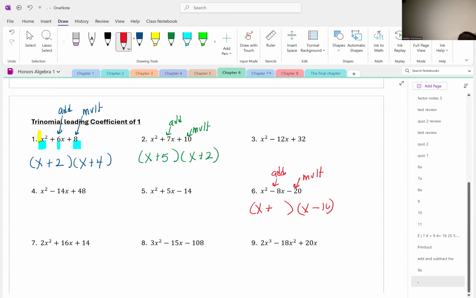So if I make the 10 negative and the 2 positive, when I add negative 10 plus positive 2, that equals negative 8. And when I do negative 10 times positive 2, that gives me negative 20. That's what I'm looking for. Those are my two numbers.